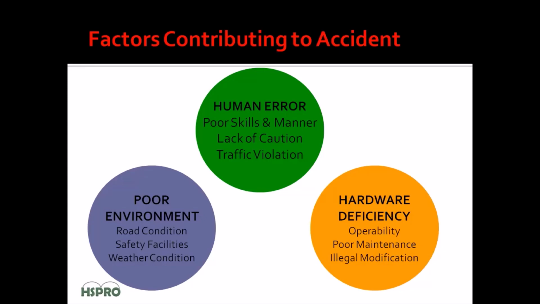Then the third one is hardware deficiency. This is in terms of your vehicle, the operability of your vehicle, poor maintenance. You don't have a preventive maintenance program in your company. If you own your vehicle, you're not sending it to a repair shop for regular preventive maintenance: changing the oil, changing the filters, adjusting the brakes, or changing the brake disc and brake shoes. Maybe the engine is misfiring, so you have to change the spark plugs, things like that. You have to send it to a shop for engine tune-up or brake conditioning, and so on.